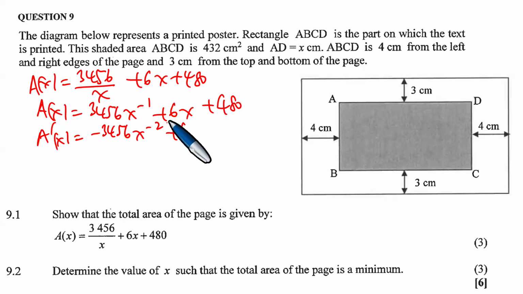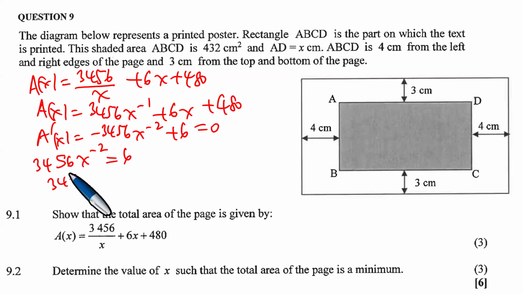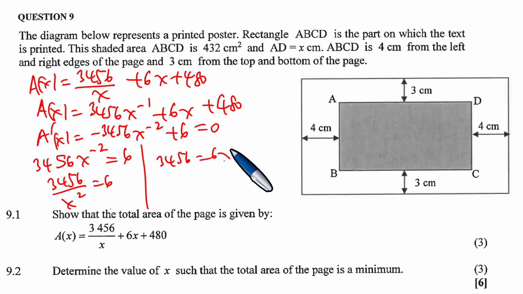And then in the end, what are we able to get? We're able to get the following. Remember that we want to get the actual value of x here. So we can move this to the other side so that we have 3456x to the minus 2 is 6. And then we continue to analyze this, which is 3456 over x squared equals 6. You cross multiply this, which is 3456 equals 6x squared.